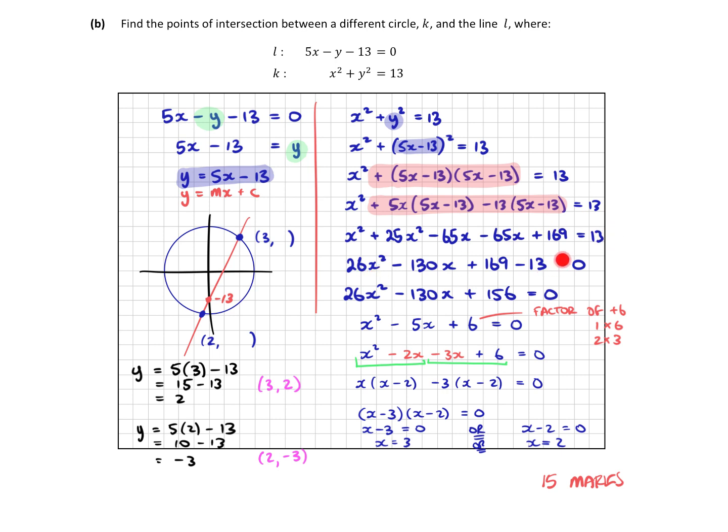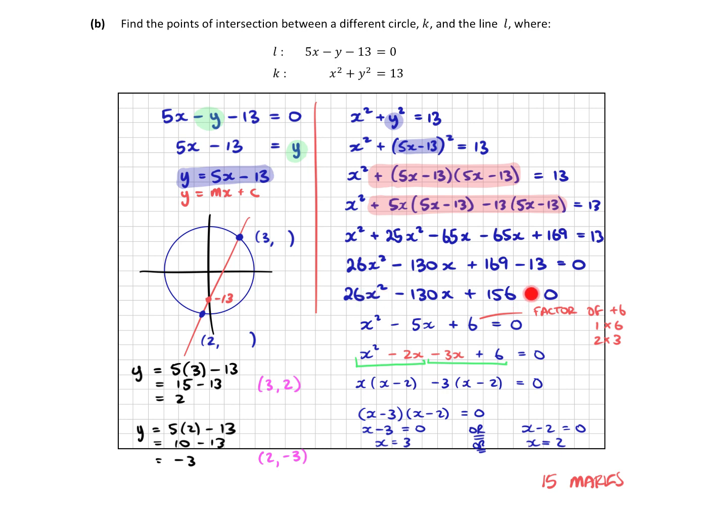The next step from here was to tidy up the numbers even further. So 26x squared stayed where it was. The negative 130x stayed where it was. I tidied up the numbers there, and 169 take away 13 left me with 156, and that was equal to 0. The next step from there was to stop and look at what I had, and I could see by this that I had a quadratic shape. So I knew I had a quadratic.